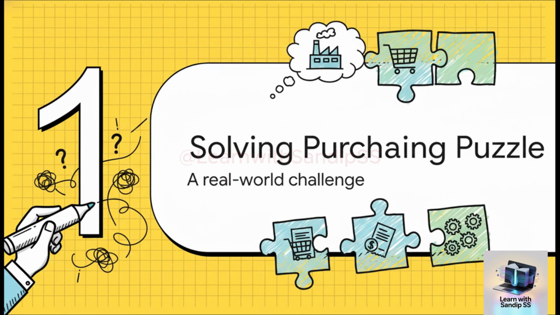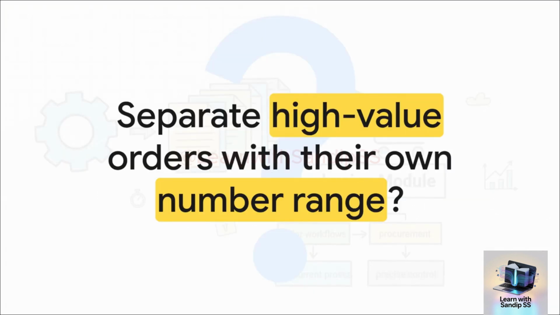Section 1, solving your purchasing puzzle. Before we get into all the technical nitty-gritty, let's talk about a real-world business problem, the kind of thing that the standard, out-of-the-box SAP settings don't always handle perfectly. Picture this. Your company needs to handle its high-value subcontracting purchase orders differently. You need them separate from your everyday standard POs. You want a unique number range so you can track them easily, maybe a totally different approval workflow, and even a special printout. How in the world do you pull that off inside the standard SAP system?